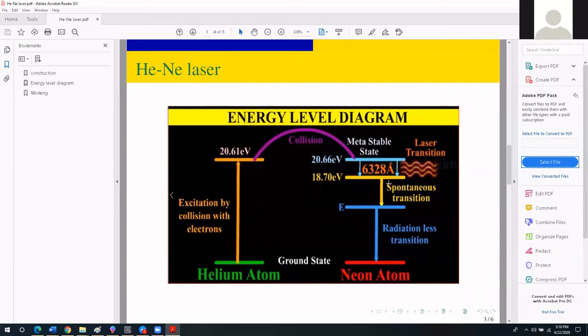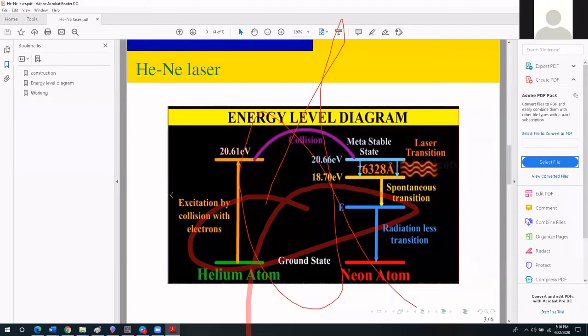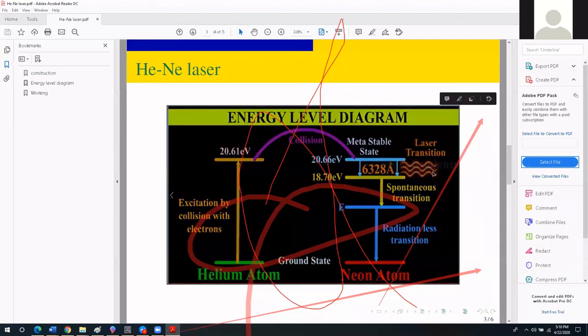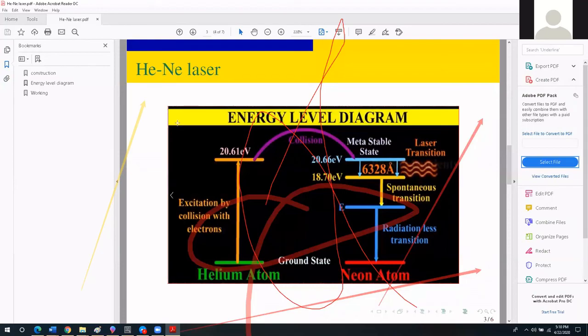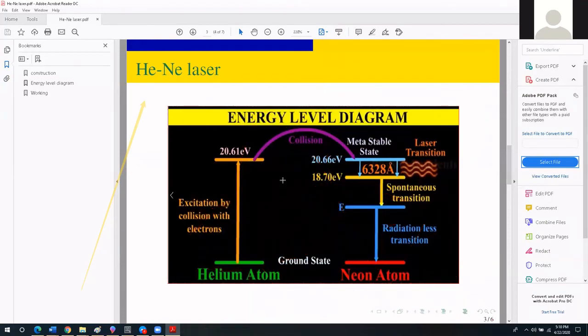Okay, and this must work for the energy level diagram. The figure shows the relevant energy level diagram. The helium atom has metastable state 2s having energy 20.61 eV, and the neon atom has energy level 20.66 eV, which is the 5s state, and it has another very important energy level 3p having energy 18.70 eV, and lasing action takes place between these two energy levels, and laser light is emitted. Laser light of wavelength 632.8 nanometer is produced.